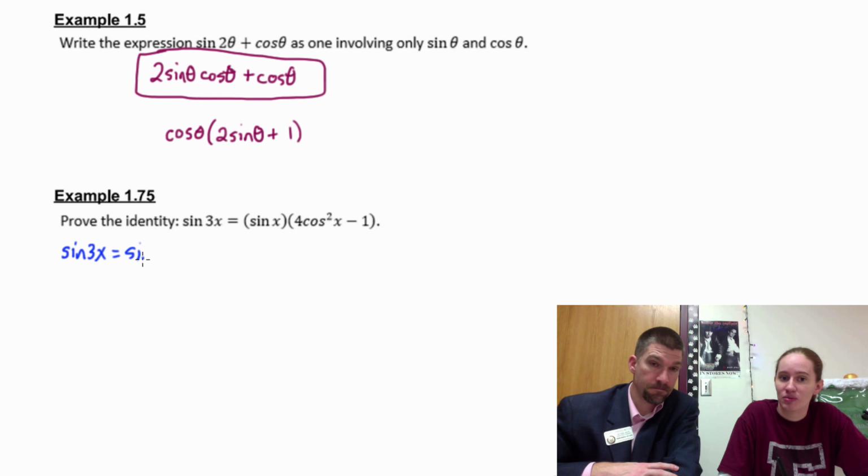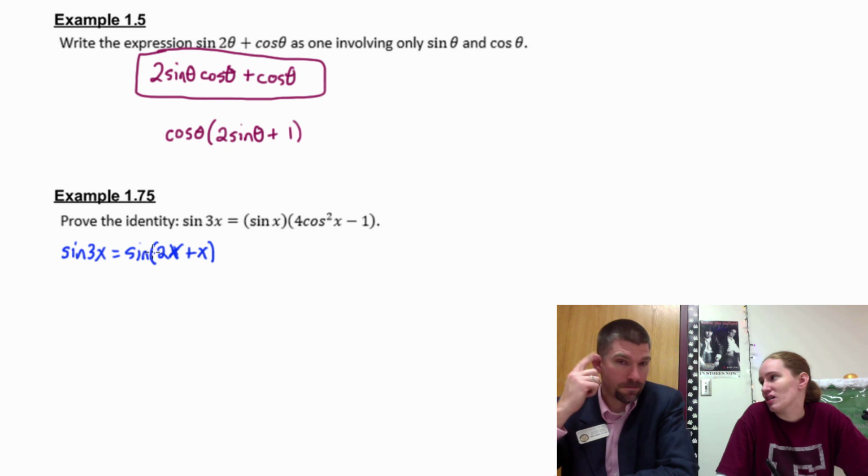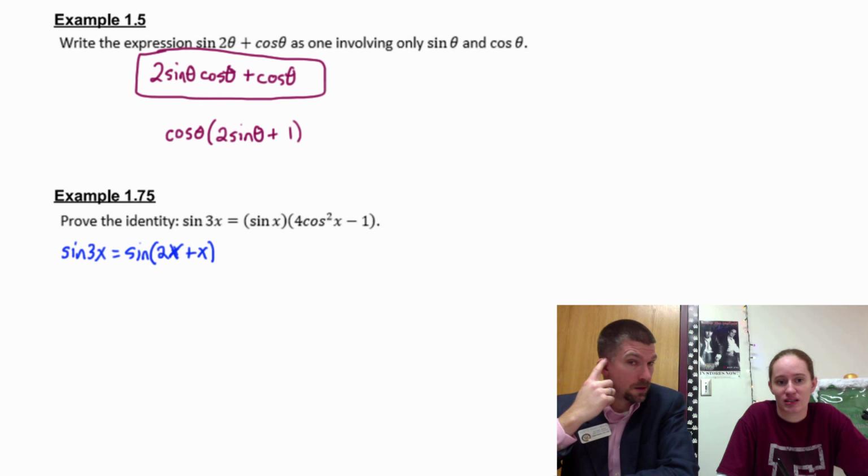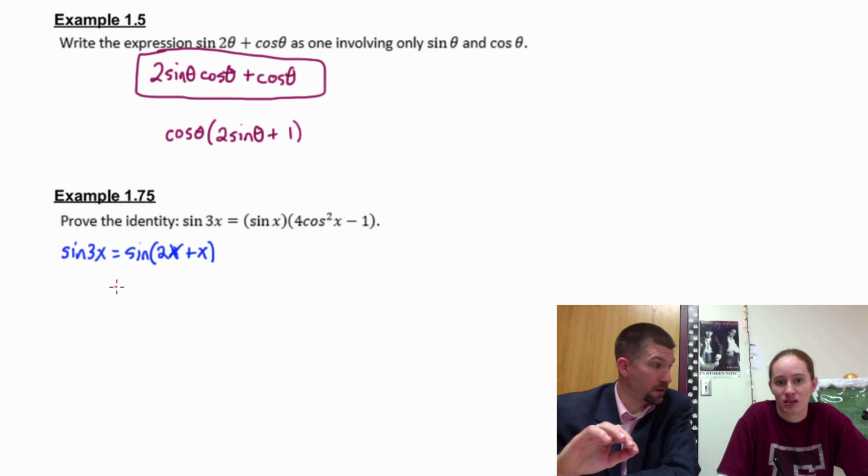I think that would be a good way to go, because we're saying basically that, hey, I can split 3x up into 2x plus x. Well, now I can use that sum or difference identity. You can't go right into the double angle identity here. No, because you have to do some work first.